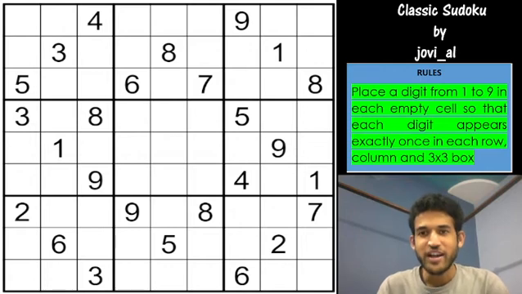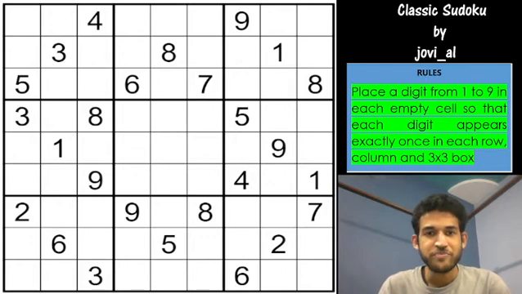I'm Kishore and today I will be solving a classic Sudoku created by Jovial. This Sudoku has been taken from the CTC Discord server and you can solve it from the link given in the description of the video. So please do give it a try and come back and watch the video.